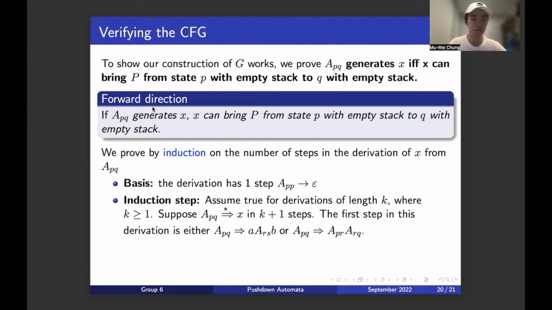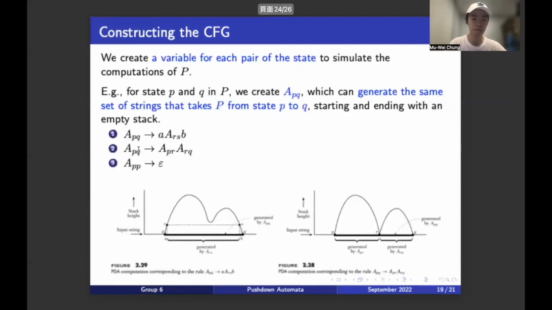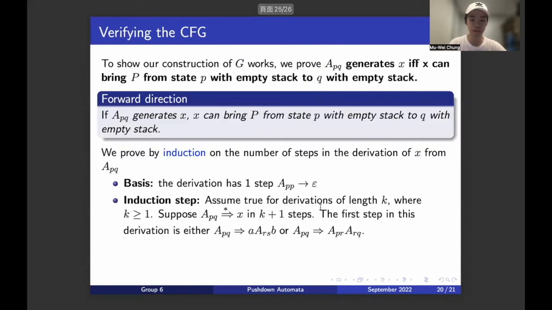For the forward direction, if A_PQ generates X, then X can bring the automaton from state P to state Q. We can prove this by induction on the number of steps in the derivation of X from A_PQ. And here's a detail of the proof. Basically, we just use the three rules we constructed before to prove it.